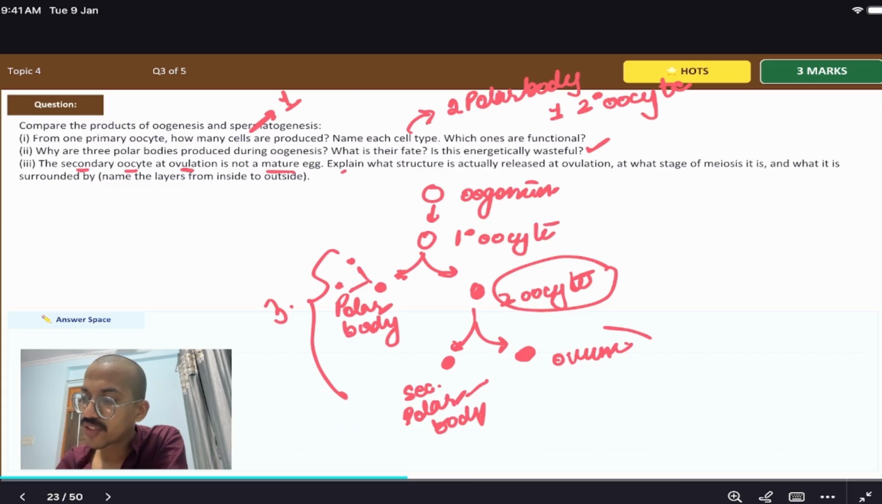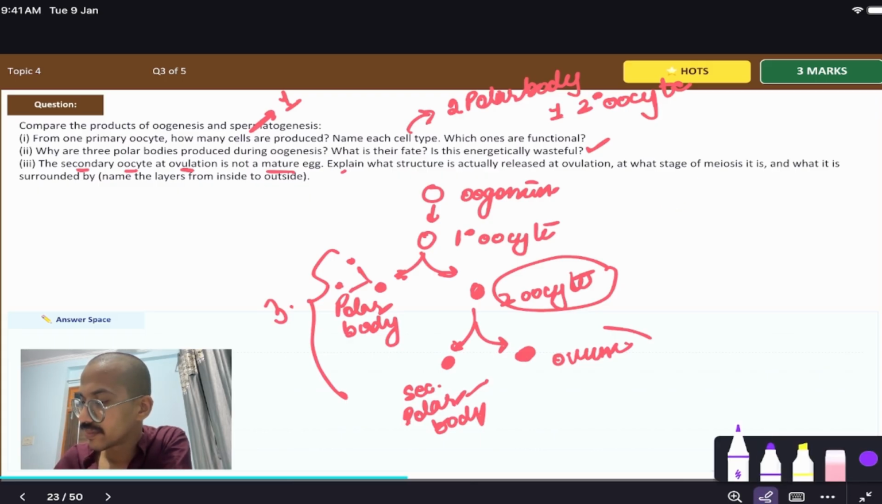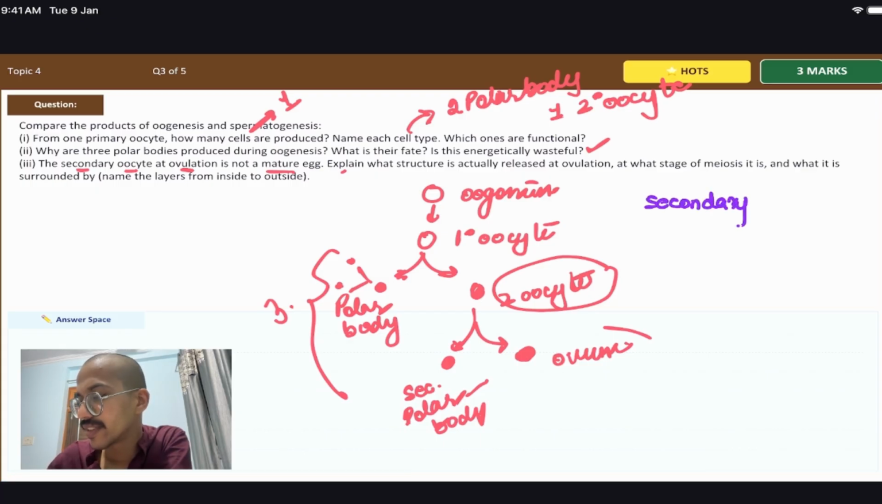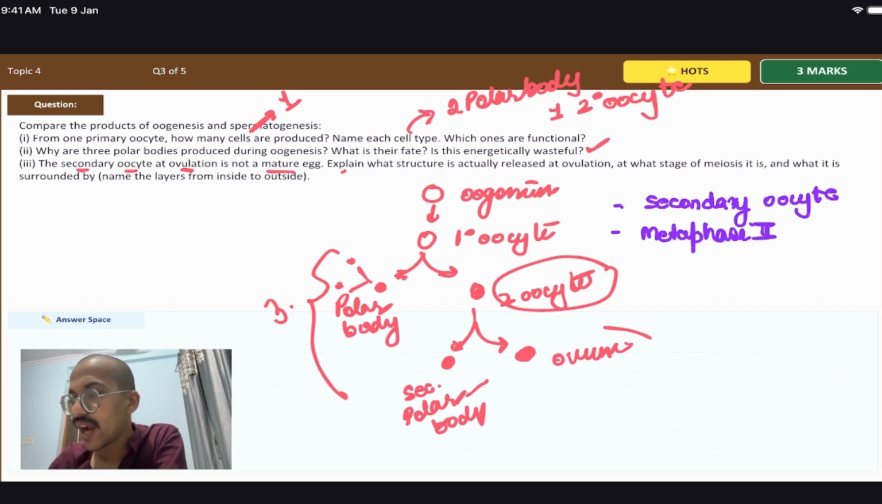Explain what structure is actually released at ovulation. Secondary oocyte. It is the secondary oocyte that is being released. At what stage of meiosis? That is metaphase 2. And what is it surrounded by? Name the layers from outside to inside. So you have to write about the ovum structure.